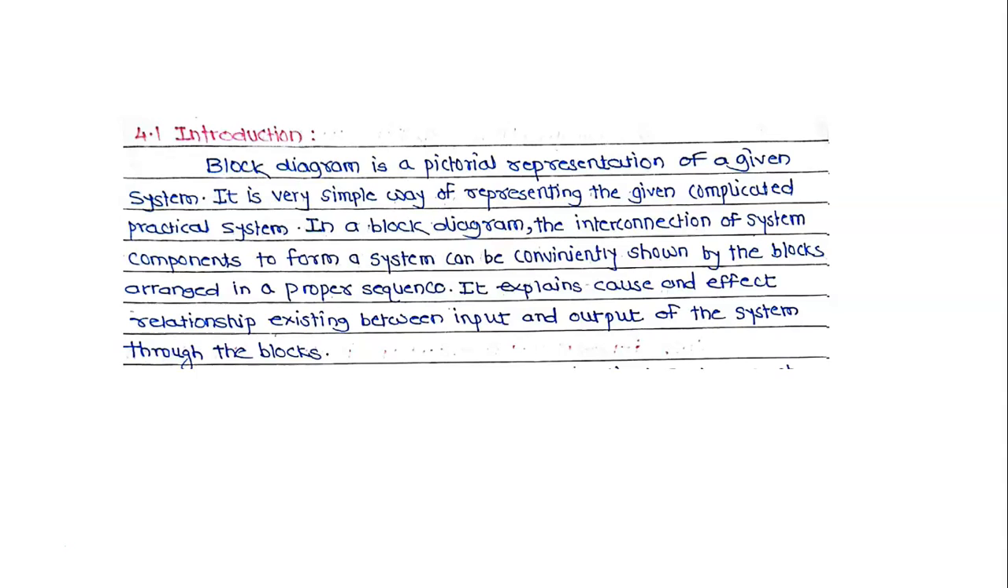In a block diagram, the interconnection of system components to form a system can be conveniently shown by the blocks arranged in a proper sequence. It explains cause and effect relationship existing between input and output of the system through the blocks.